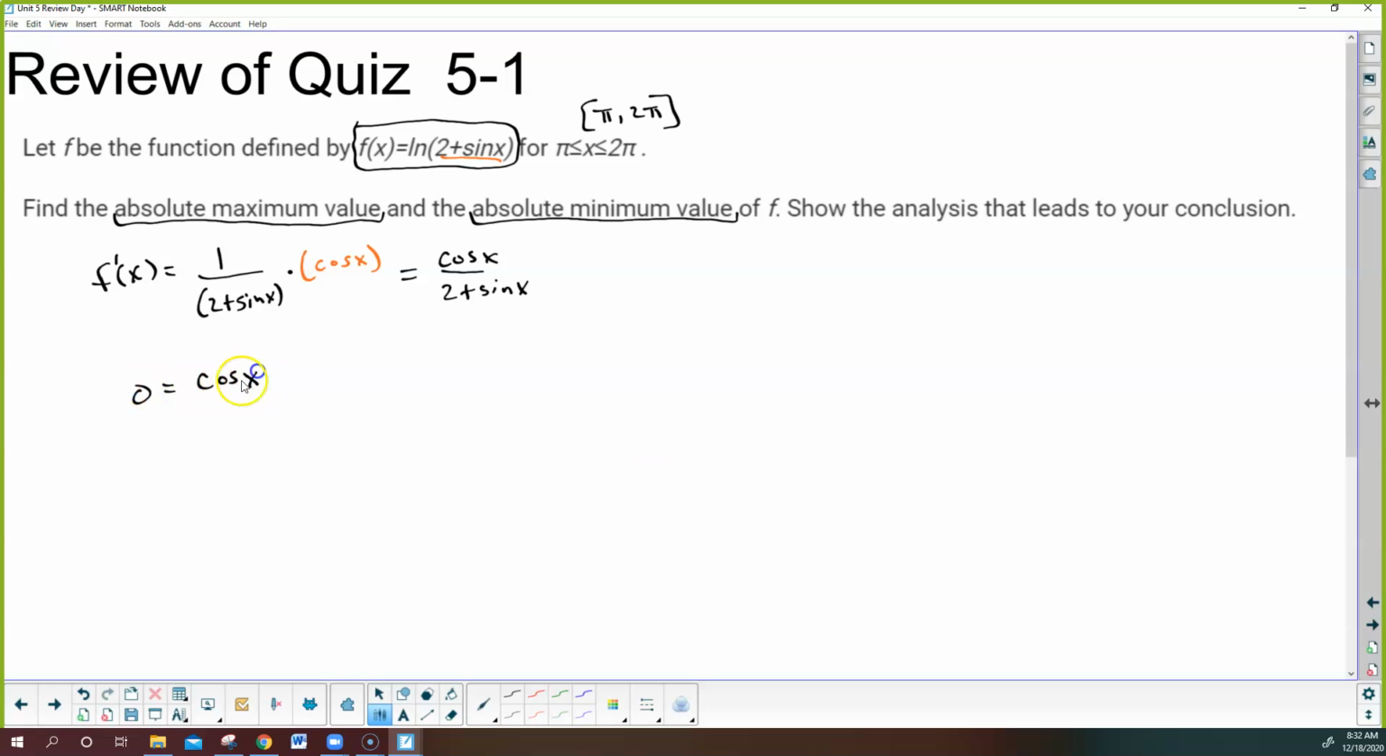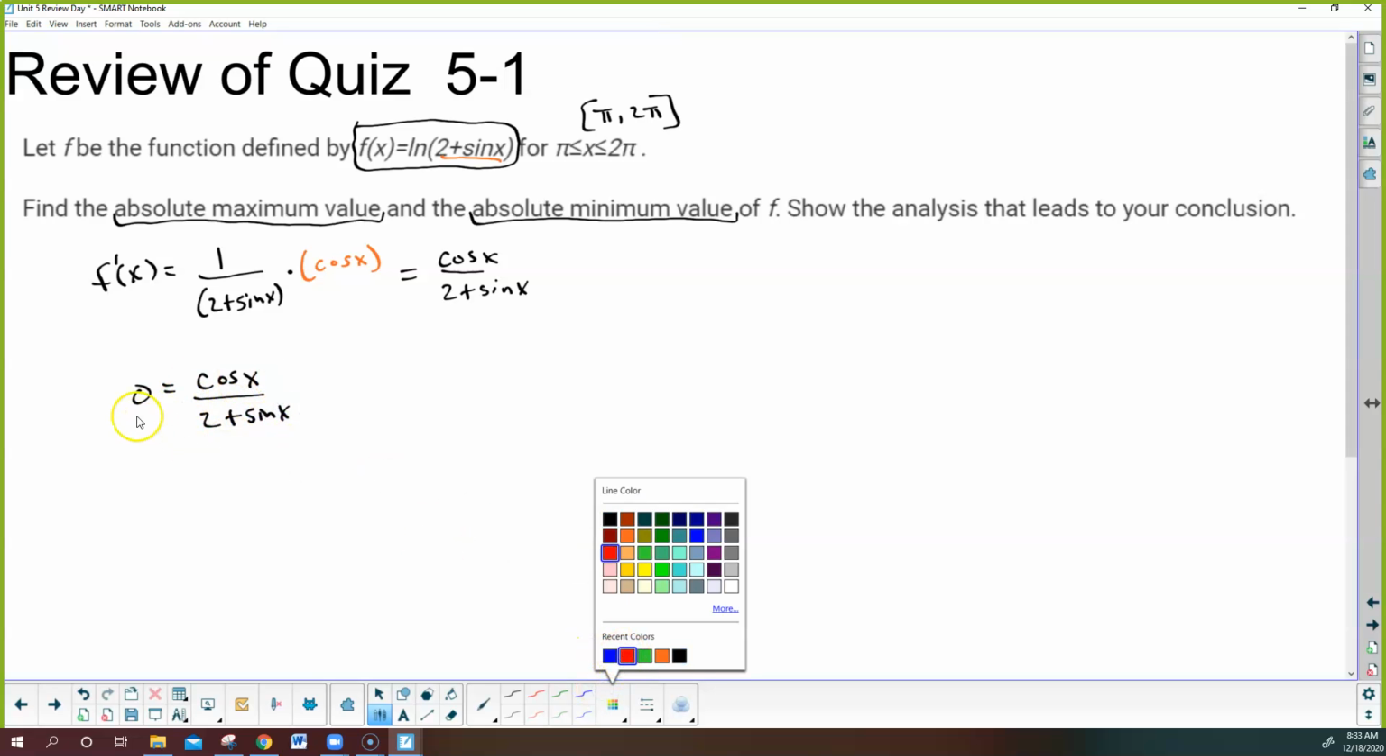You got 1 point for showing that you set the derivative equal to 0. And then what I noticed is this is where students got stuck. The solving part. Well, here's what we have. We have a fraction equaling a number. Let's make that a fraction.